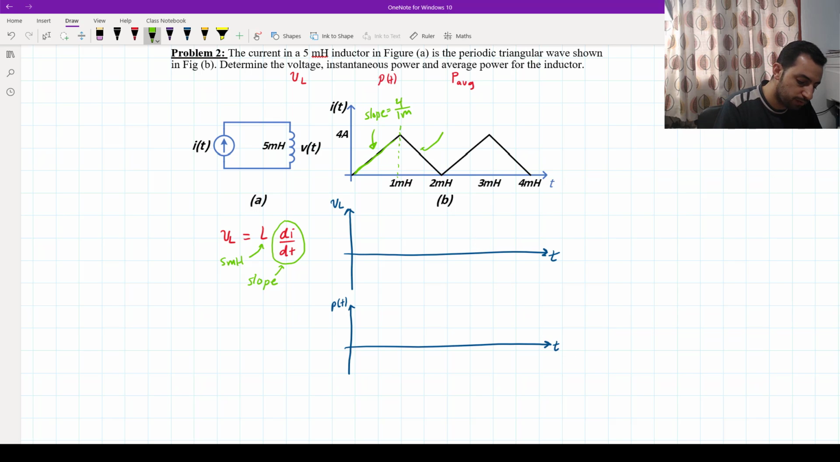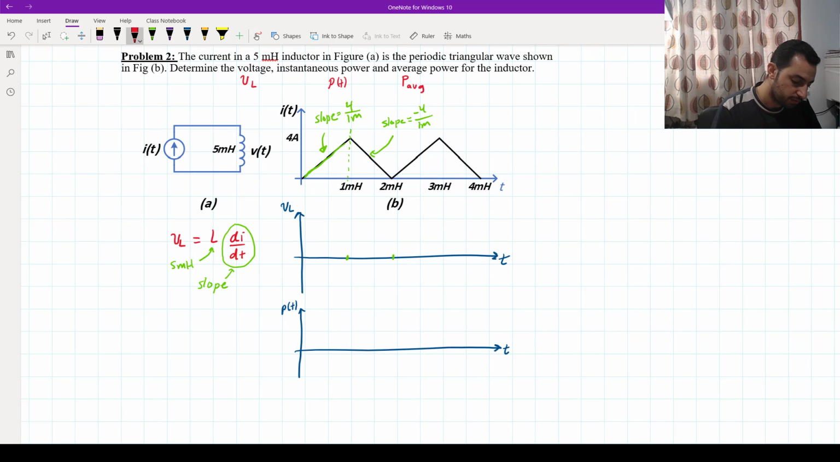What about the slope for the second portion, this one? It changed from 4 amp to 0, so the change is minus 4 amp, divided by the duration of that change, from 1 millisecond to 2 millisecond, which is also 1 millisecond. So we got the slope for each portion, and we can do the same for VL.